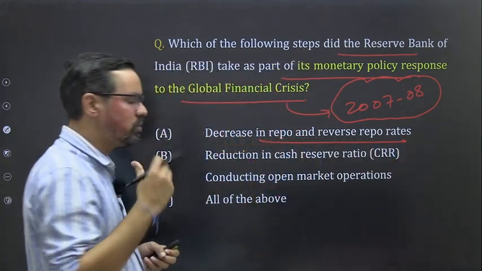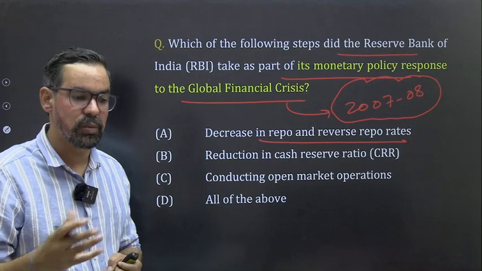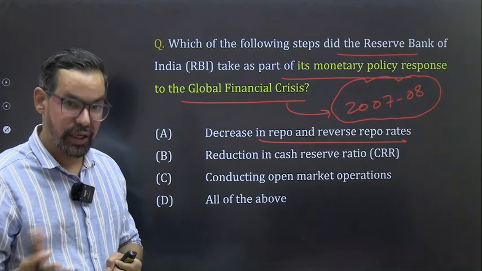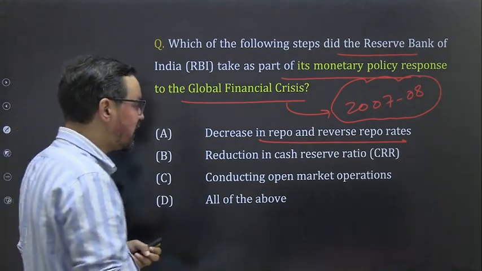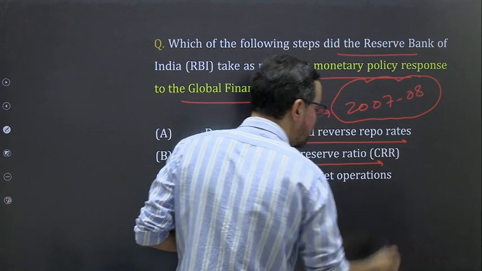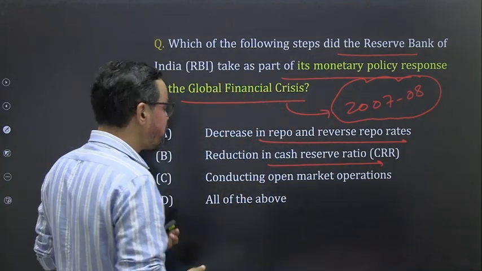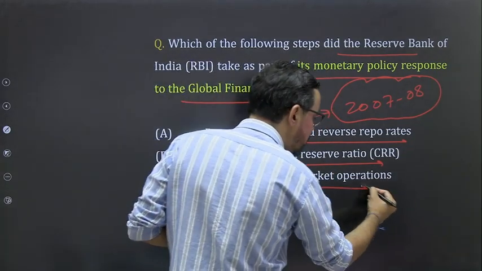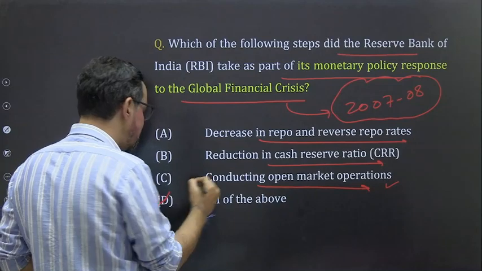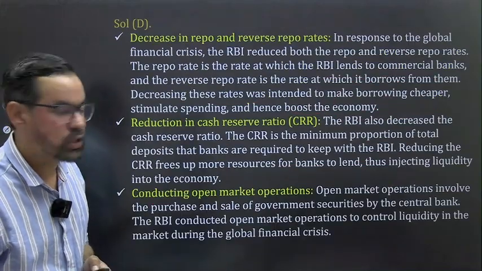Okay, so basically decreasing the repo rate was the primary idea to increase the liquidity in the system. Reduction in CRR, again, will increase the overall money supply. Conducting open market operations also. So what will be your correct answer? All of the above will be the right answer for this one, right?